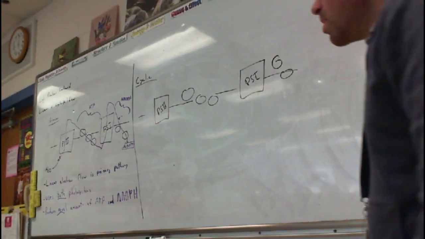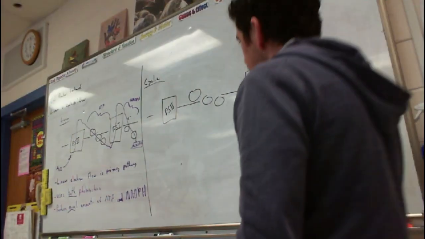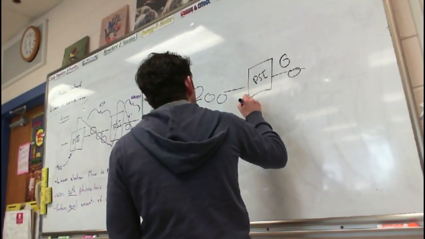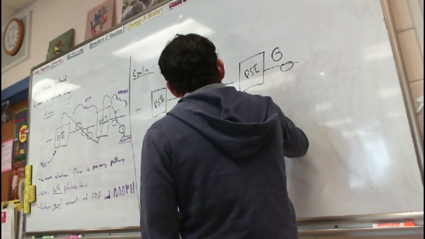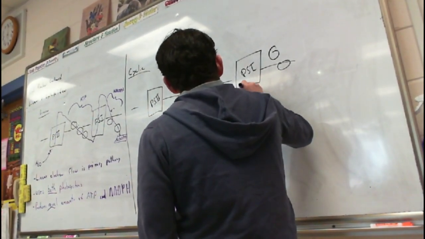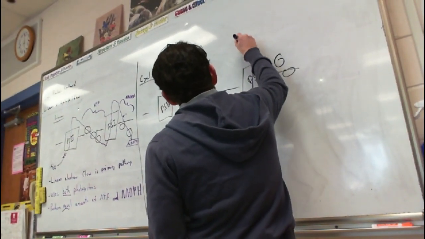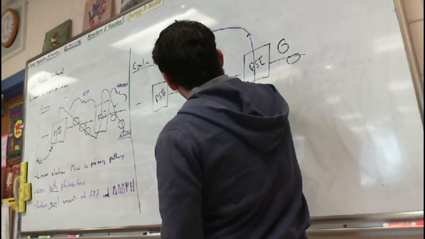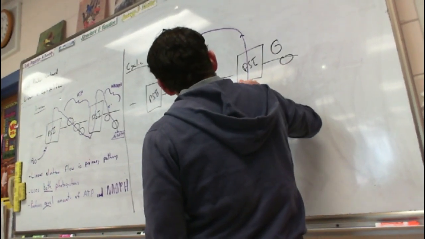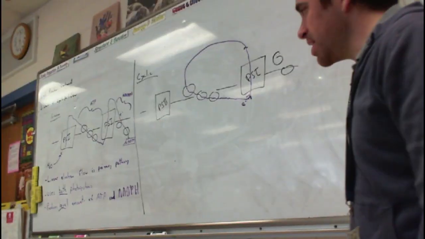Now, cyclic flow is a little bit different. What happens here is the electrons, when they get to photosystem 1, they kind of change up a little bit. They go into photosystem 1, they get energized, but then rather than going to be put into NADPH, they go back through the first electron transport chain.